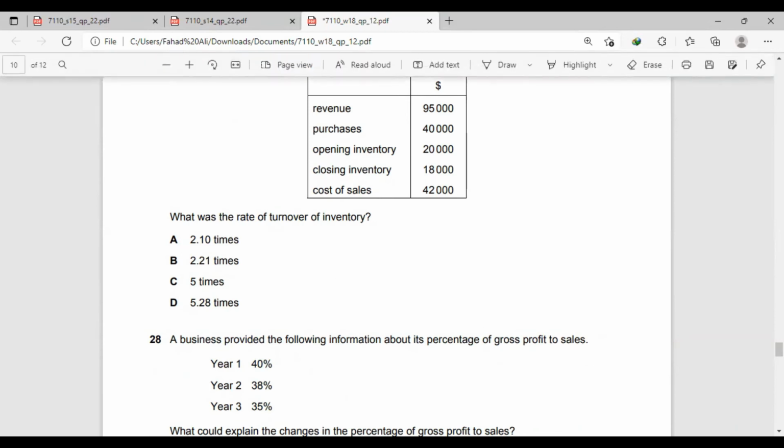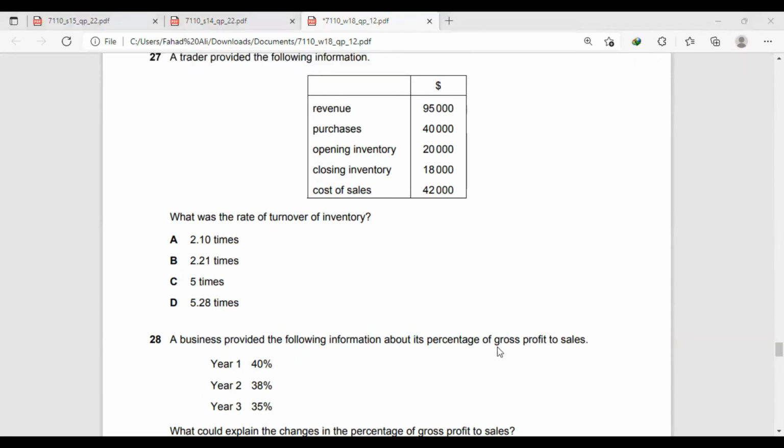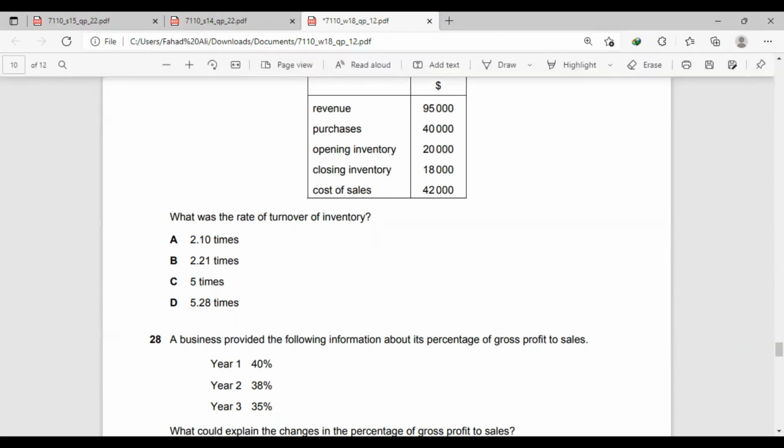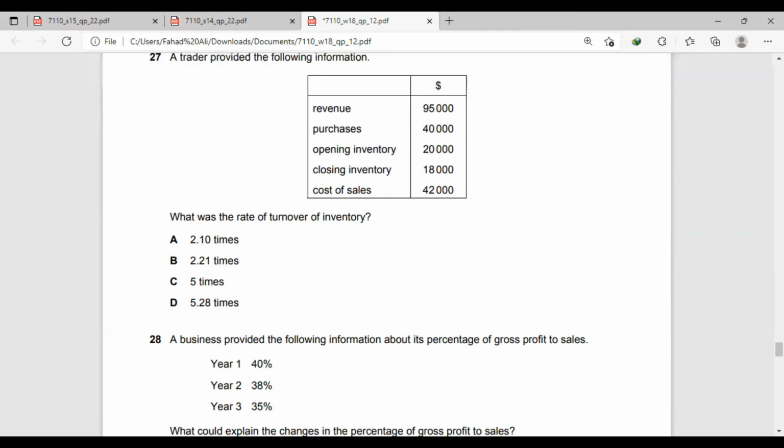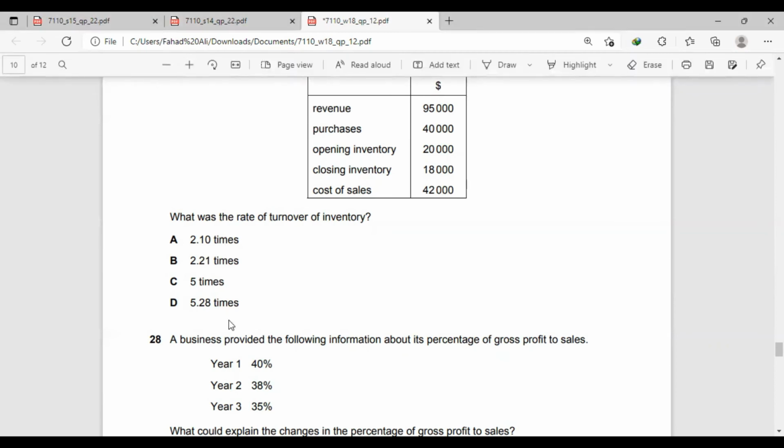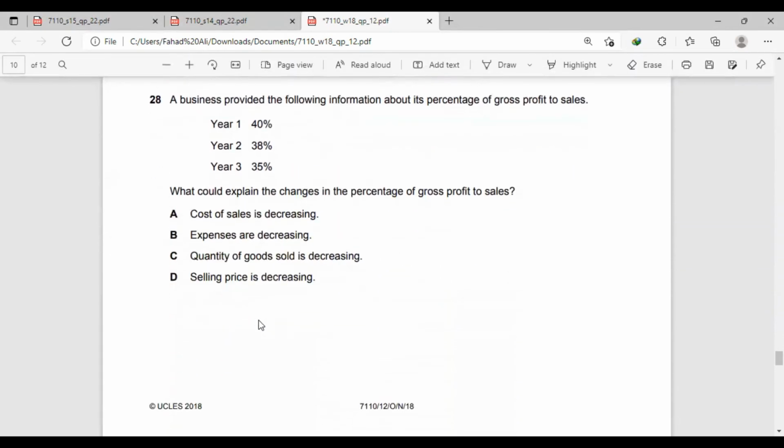One second. This is a formula which has been taught to you. It's 19,000. The answer is B, 2.21 times. Always the answer is in times. So it is 2.21, yes, it's B. Correct. Now we'll move forward. I'll try my level best that we finish all of these in today's class.